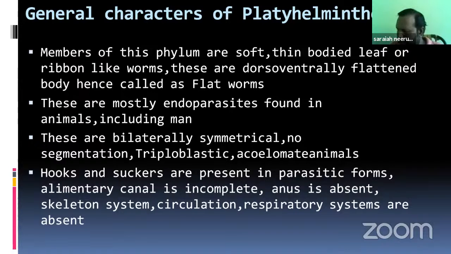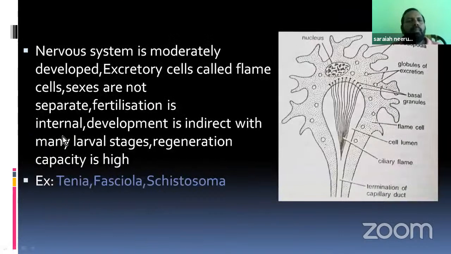Skeletal system is absent, circulatory system is absent, and the nervous system is moderately developed. Excretory cells are called flame cells. Sexes are not separate. Fertilization is internal. Development is indirect with many larval stages. Regeneration capacity is high. Examples: Taenia solium, Fasciola hepatica, Schistosoma haematobium.